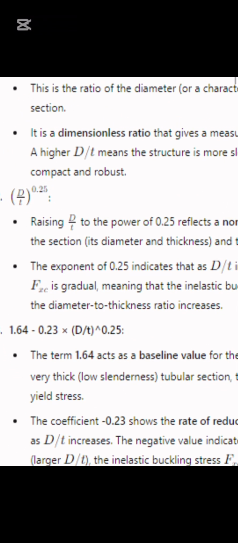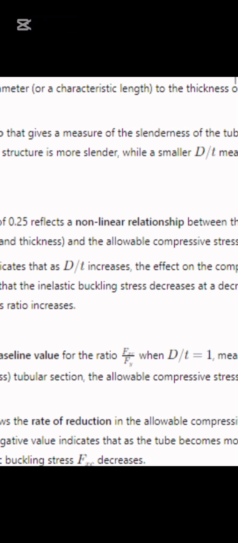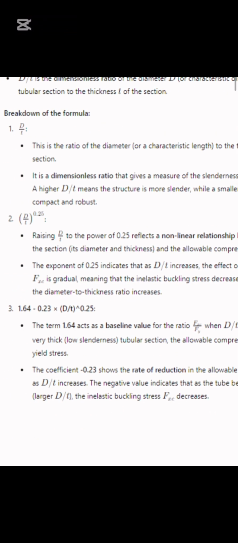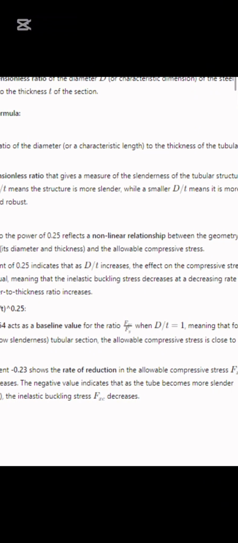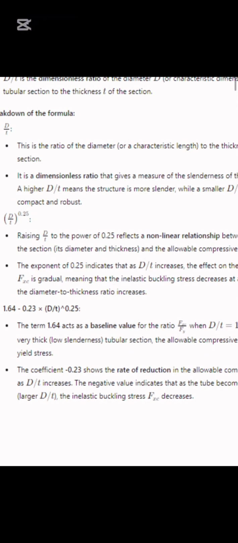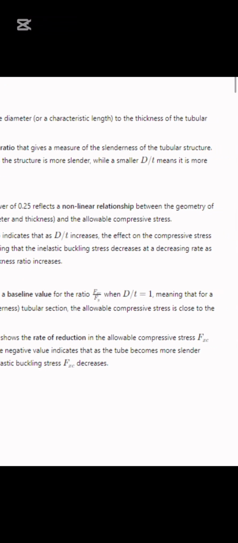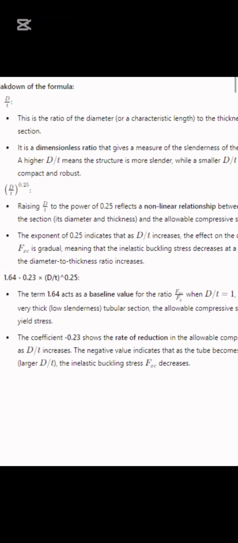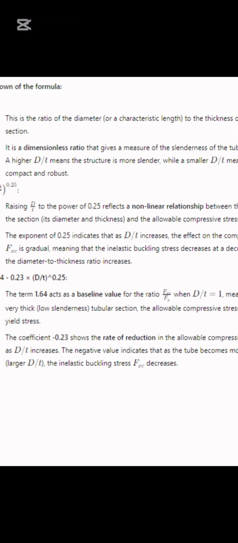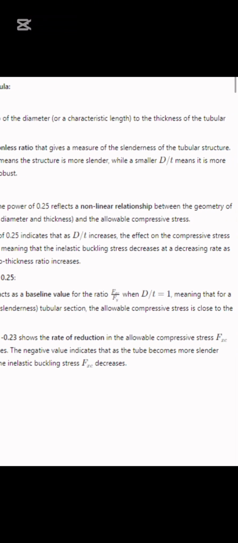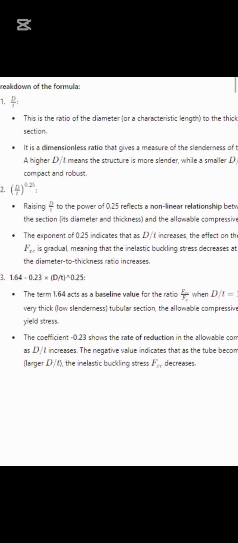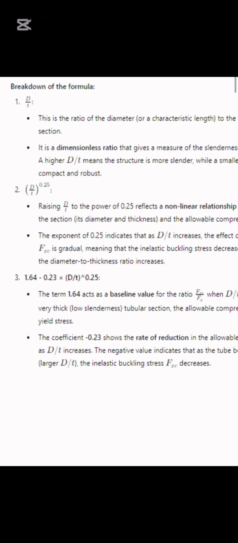And d/t to the power 0.25 reflects a nonlinear relationship between the geometry of the section, its diameter and thickness, and allowable compressive stress. The exponent 0.25 indicates that as d/t increases, the effect on the compressive stress Fx is gradual, meaning that the inelastic buckling stress decreases at a decreasing rate as the diameter to thickness ratio increases.